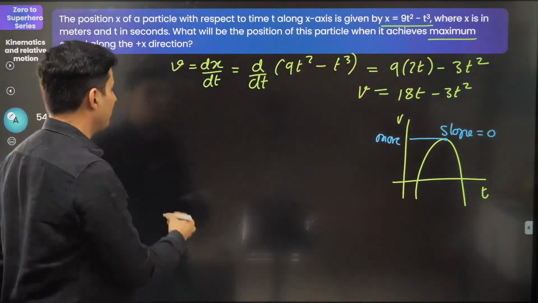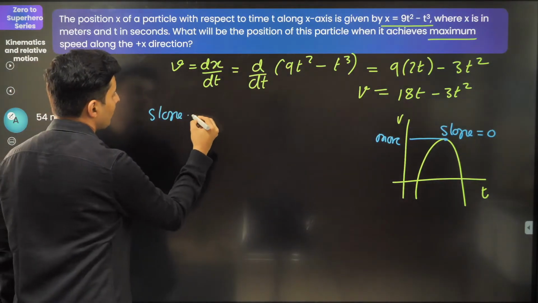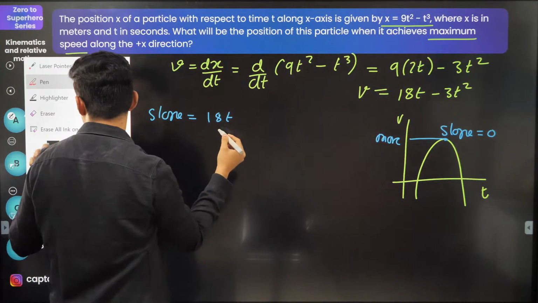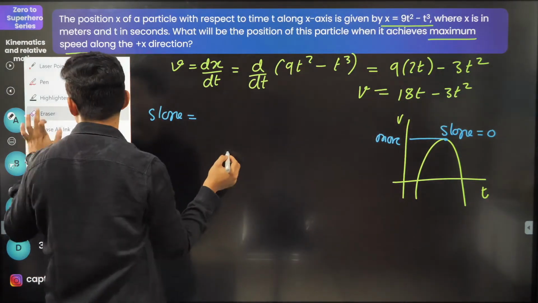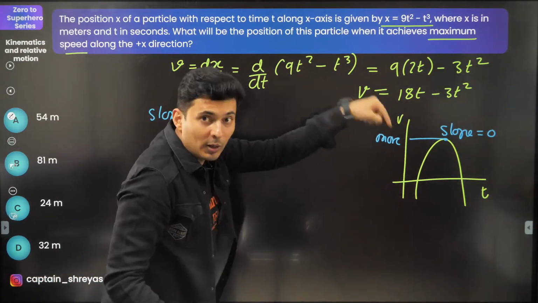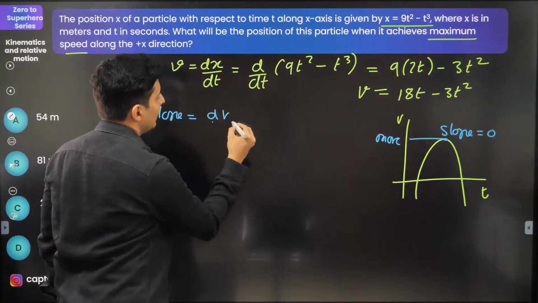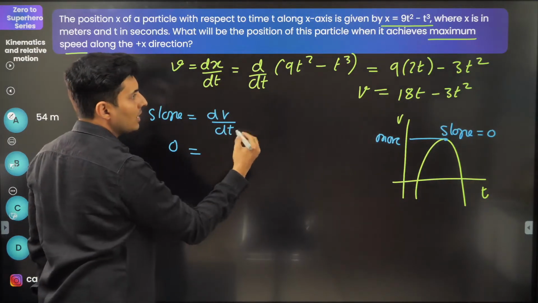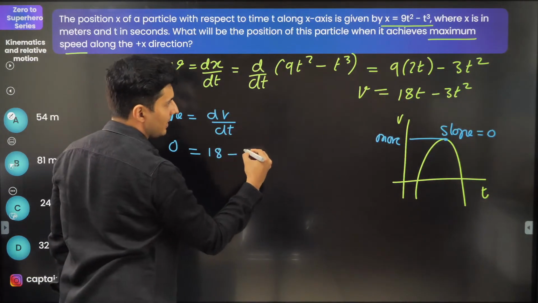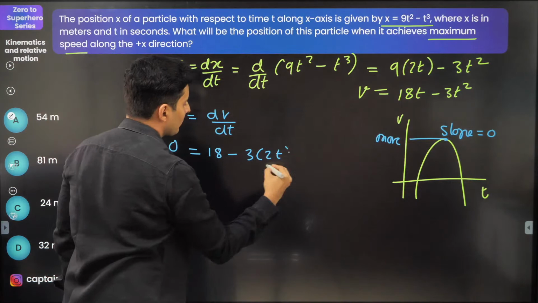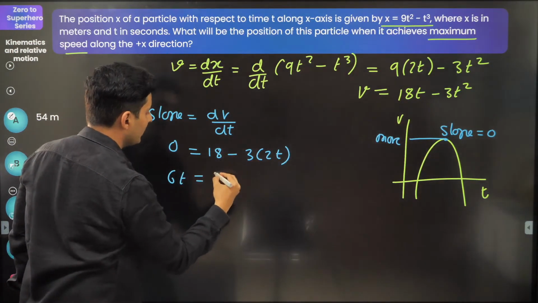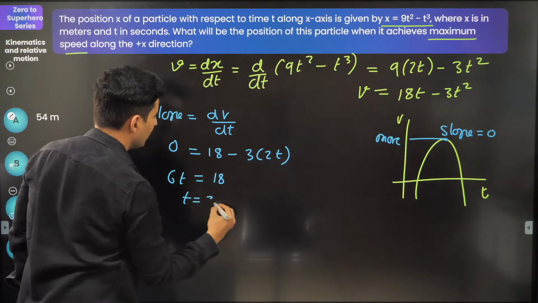So first find the slope. What's the slope going to be? The slope is going to be 18t. Oh, sorry, the derivative of that, my bad. So sorry, the slope of this is the slope of velocity, be careful. So it will be dv by dt. So 0 will be equal to, because slope has to be 0, derivative of that will be 18 minus 3 into 2t. So basically you will get 6t is equal to 18. So t is equal to 3.